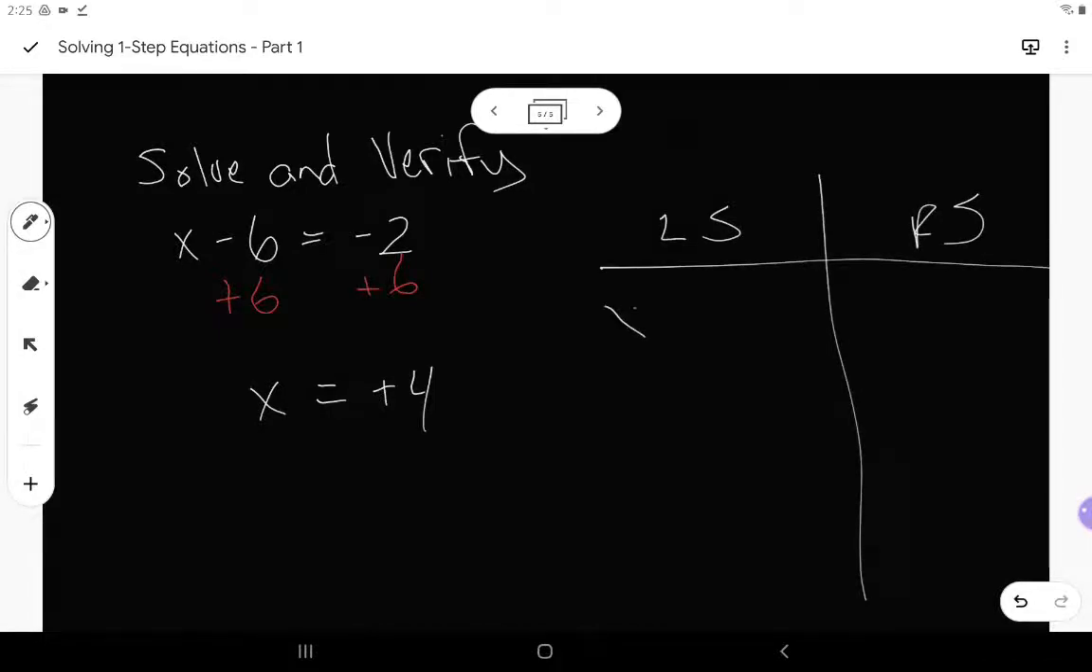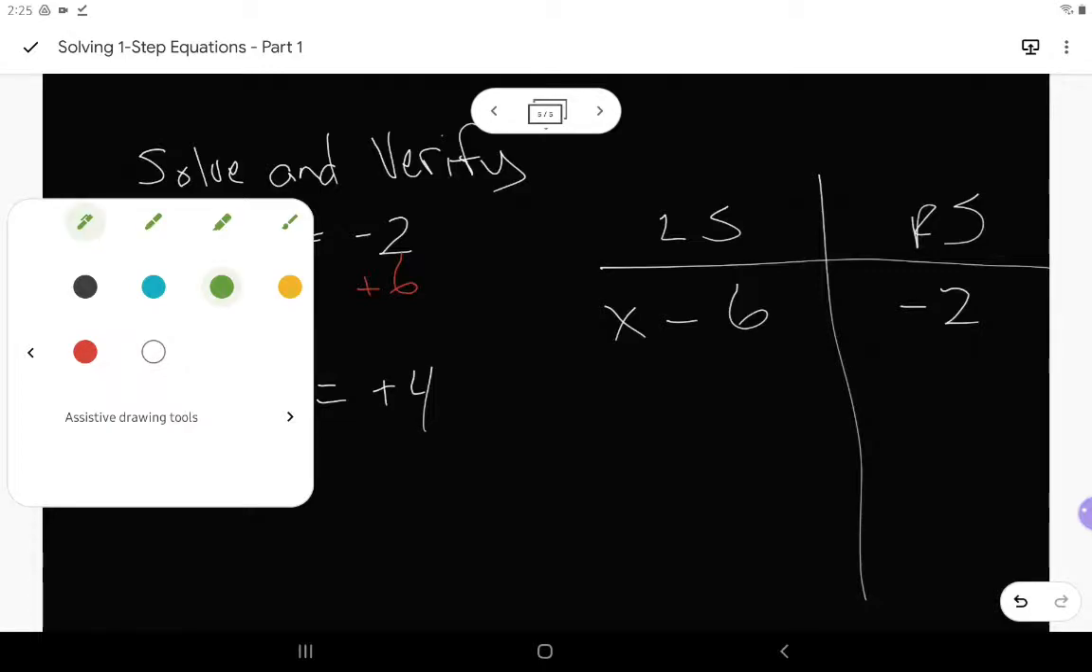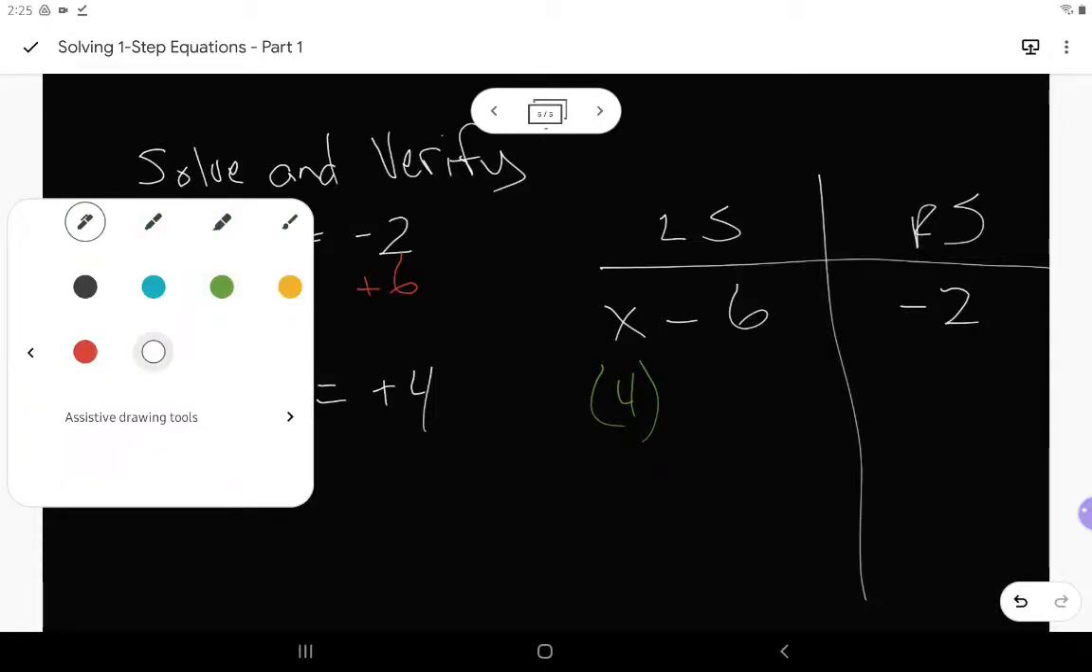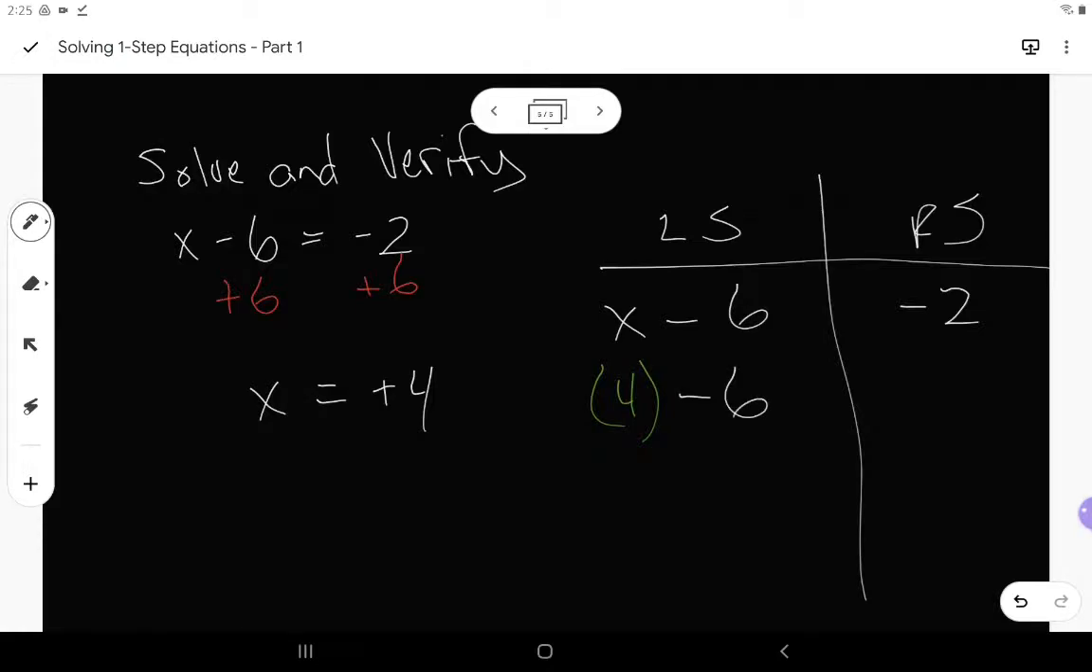Okay, so I've got x minus 6 on the left, and on the right we started with -2. Now instead of writing x, I'm going to fill in 4. Okay, and x, if I rewrite it as 4, 4 minus 6 gives me -2. And now I have -2 on both sides of my equal sign, and so we've solved it correctly.